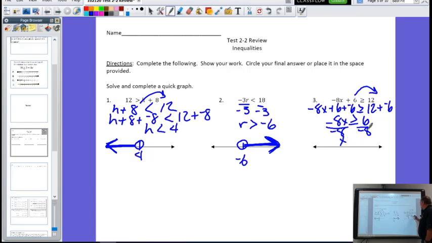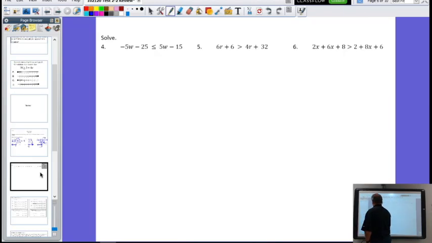I end up with x. 6 divided by negative 8 gives me negative 0.75, negative 3/4. And it was greater than or equal to, so it flips to less than or equal to. So this one I put a negative 0.75 for the quick graph, but because it's a less than or equal to, it's a closed circle, and we're going to shade to the left. So that's the first 3 questions. So let's move on to the next 3.